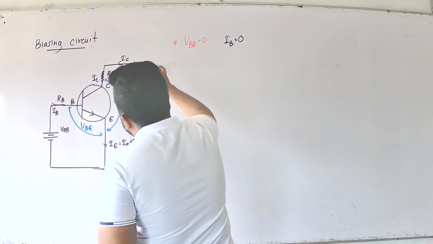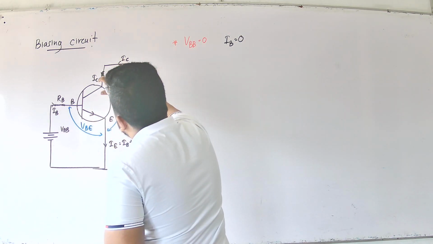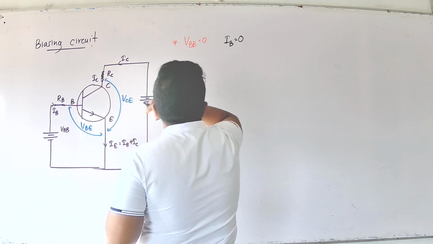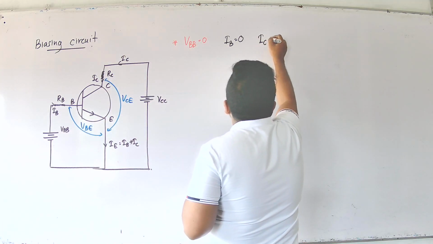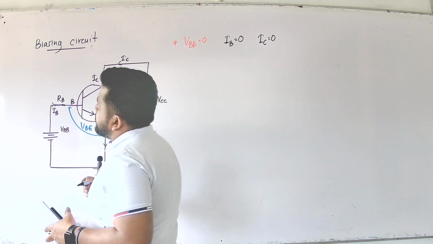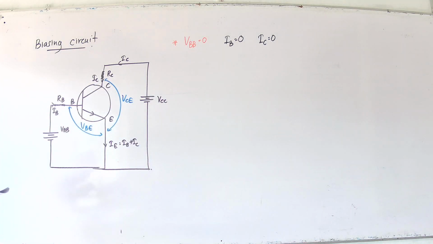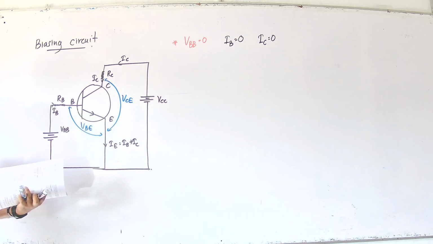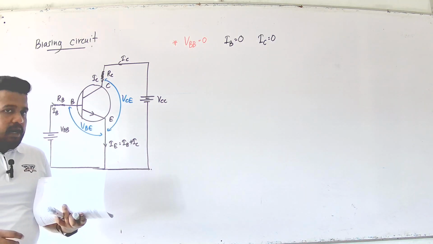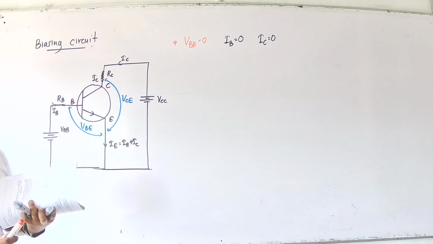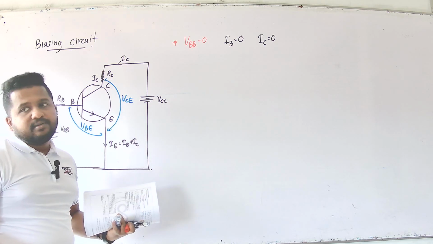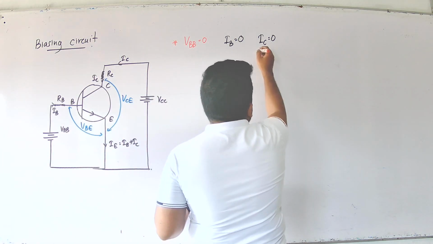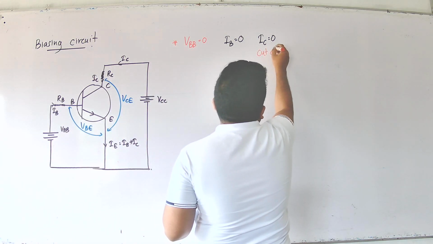Therefore, if there is a current passing IC, that cannot also pass this one. Therefore, IC equals 0. When VBB equals 0, IB equals 0, IC equals 0. This is in which region? The active region, saturated region, or cutoff region? Cutoff region. Right? This is in cutoff region.